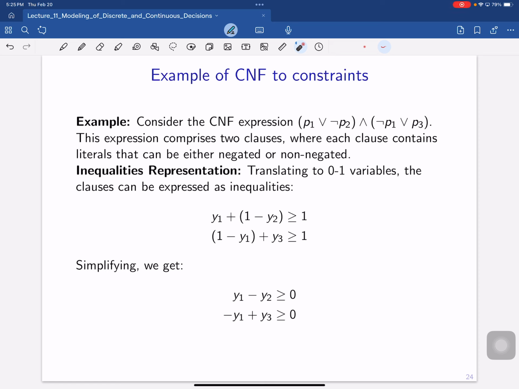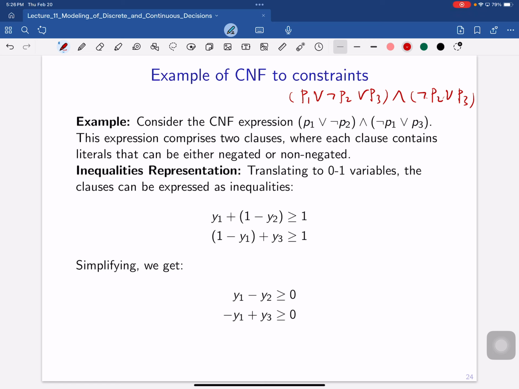You have conjunctions or AND operators in the outer loop, and then within each of these parentheses, you have the OR operators only, right? I can give you maybe another example: if you have, let's say, P1 or negation P2 or P3, and let's say negation of P2 or P3, right? This is also a conjunctive normal form, okay? Yeah, and you can add even more conjunctions, right?